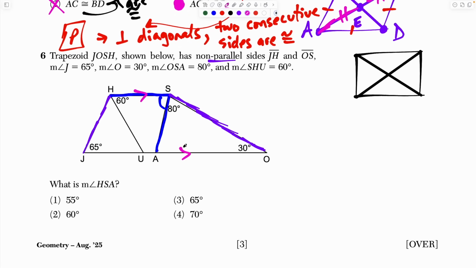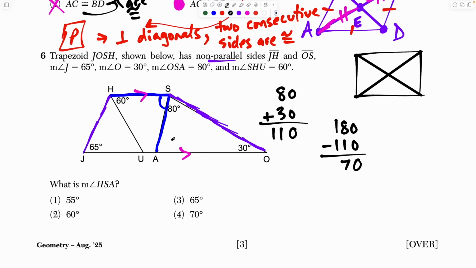And what that tells us is now we could start thinking about things like alternate interior angles and other ideas that pop up when you have parallel lines cut by a transversal. So the next thing that jumps out at me is that in this triangle over here, so let's say triangle OSA, we have two angles, but we're missing the third one. So what we could do is we could take 80 and 30 and add them. And this would give us 110, and subtract that sum from 180. And we get 70 left over here. Okay, so the missing angle down here is 70 degrees.